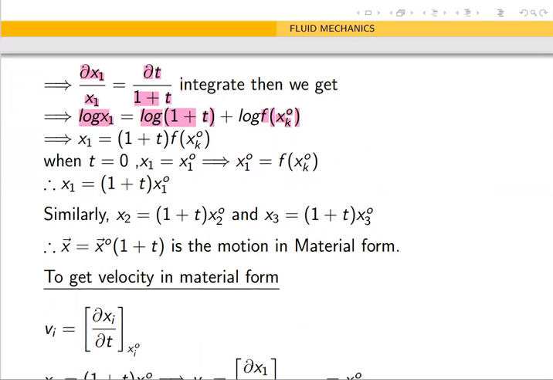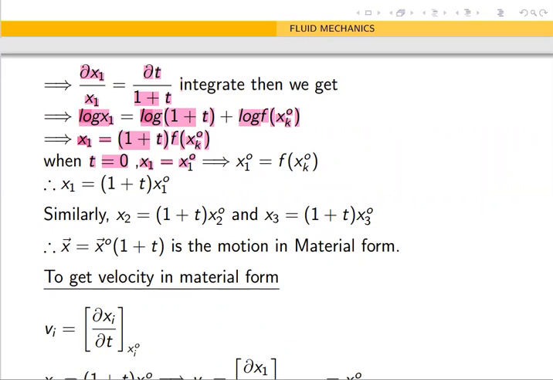And why have we taken log here? Because we have log here and here. Fine? Now take away log. So x1 equal to 1 plus t into the function f of xk naught. We have to find what is f of xk naught. How do you find f of xk naught? Take the initial condition. When t equal to 0, we know that x1 equal to x1 naught. Why am I taking only x1 here? Because I have x1.